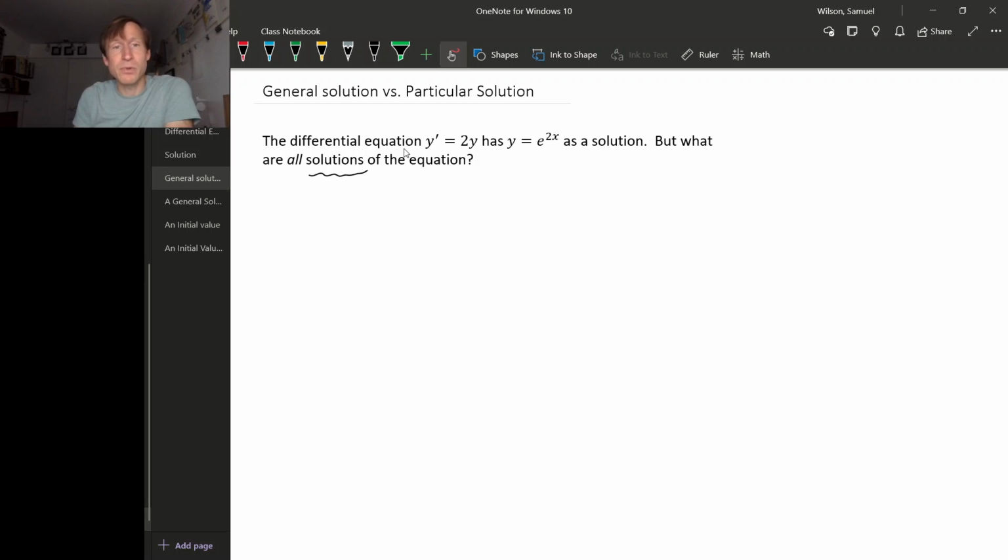So here's an example. This differential equation, y prime equals 2y, has as one solution e to the 2x. So you can check that this really is a solution. The derivative of this is 2e to the 2x. And then if you plug that into the differential equation, you get 2e to the 2x. Is that really equal to 2 times y? y is e to the 2x. Yes, these are the same. So this really is a solution.